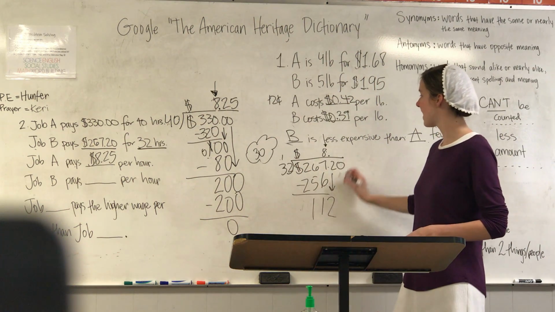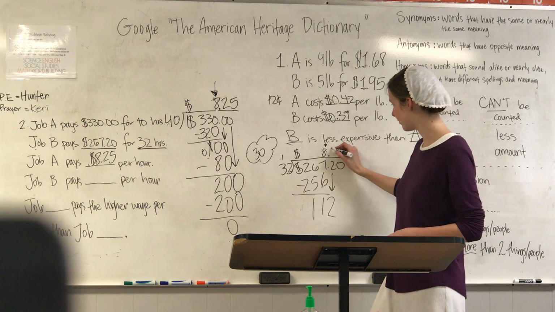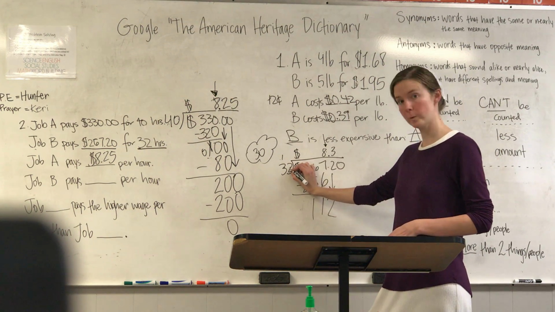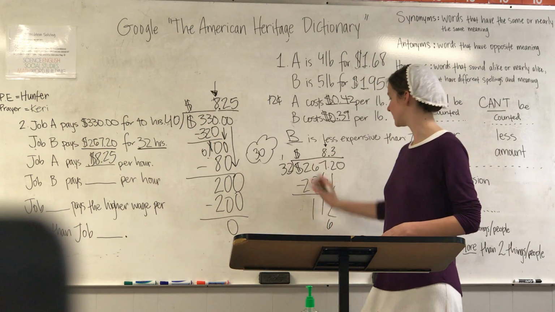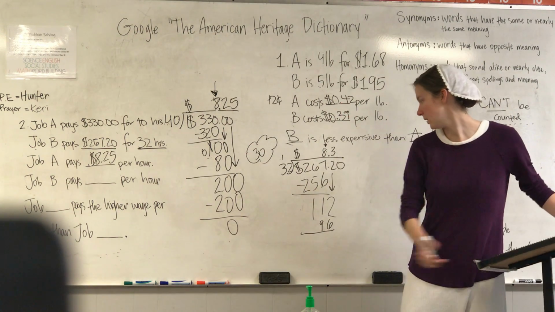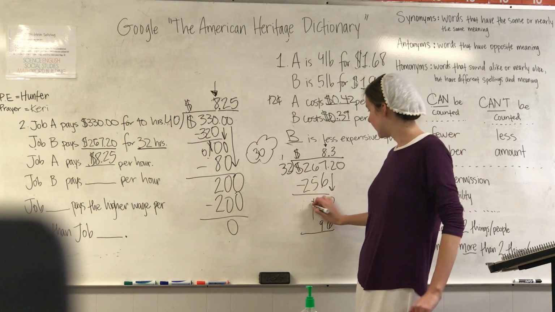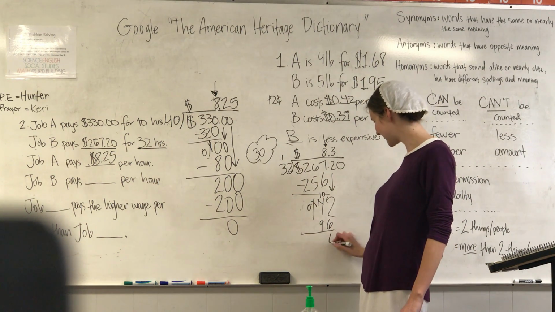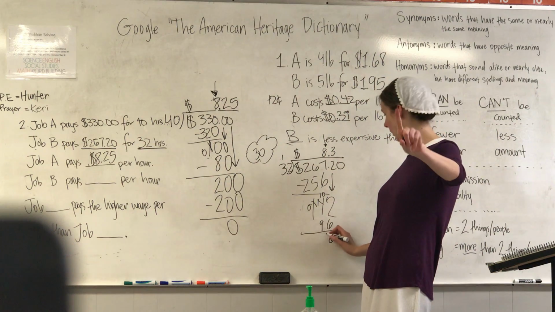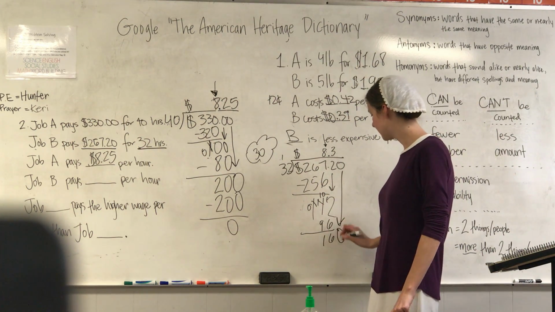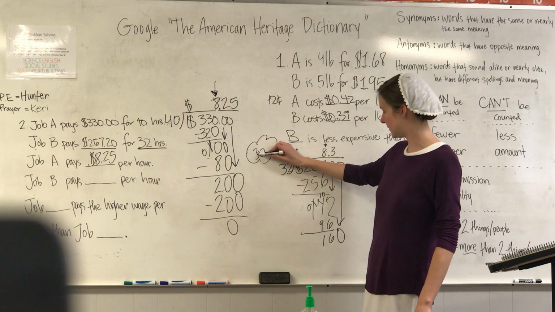3 goes into 11. How many times? 3. Let's multiply. 3 times 2 is 6. 3 times 3 is 9. I'm about running out of room. 2 can't take away 6. 1 can't take away 9. Let's borrow. 12 take away 6 is 6. 10 take away 9 is 1. We're about done, y'all. Stay with me. How many times? Just 3.